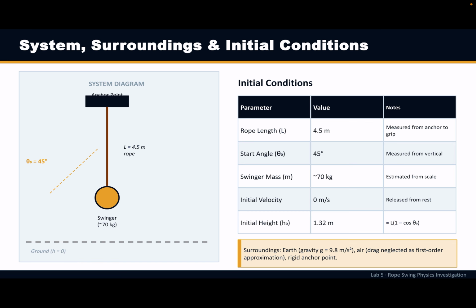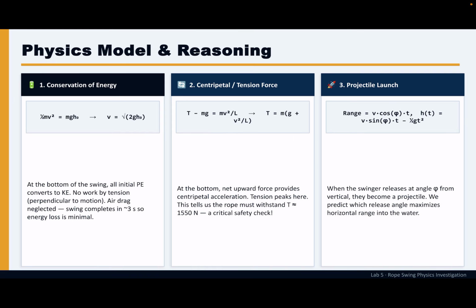So now for the physics. I used three models. The first one was the conservation of energy. At the bottom of the swing, all the initial potential energy has converted to kinetic energy. Setting those equal and solving for velocity gives us v equals the square root of 2gh naught. Plugging in the 1.32 meters, I predict a bottom speed of about 4.98 meters per second.